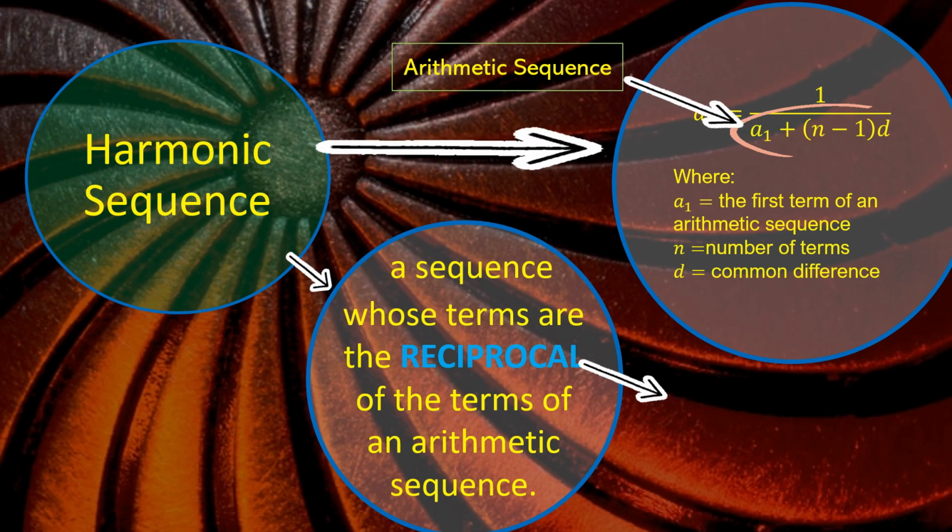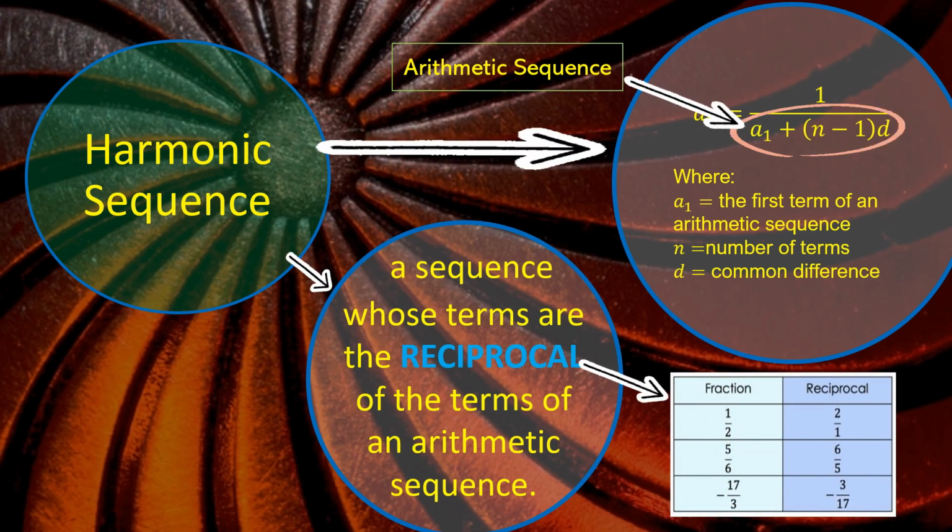Okay, when we say reciprocal, how do we obtain the reciprocal of a number? Let's have these examples. Supposedly we have 1/2. What is the reciprocal of 1/2? That is 2 over 1. We will just have to flip it, not literally, but the denominator will become the numerator, and the numerator will become the denominator. So the reciprocal of 1/2 is 2 over 1, or simply 2, because 2 divided by 1 is 2.